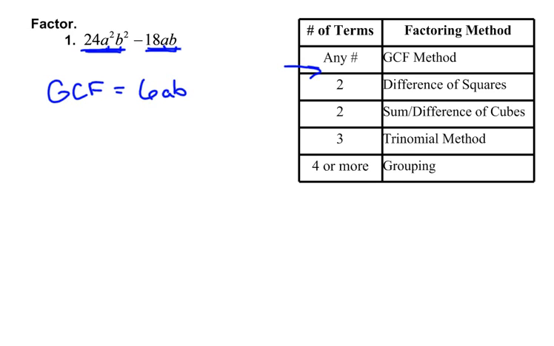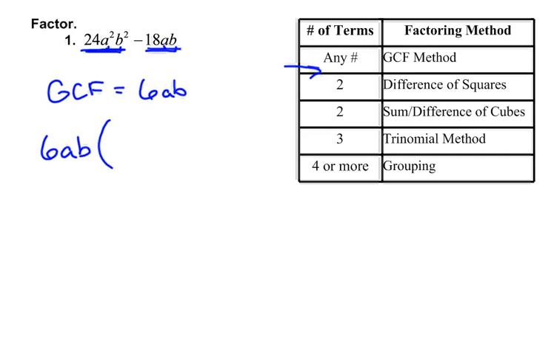So the GCF of this polynomial is 6ab. We'll find that this term divides into both of the terms there. So once we identify that GCF, we're going to write it down here and put a set of parentheses next to that. And we're just going to divide 6ab into both of the terms.